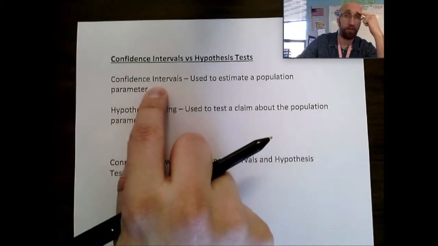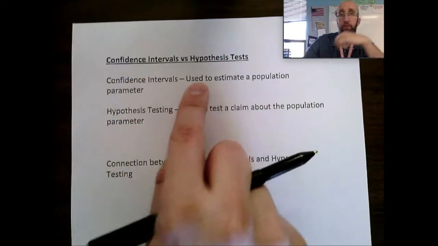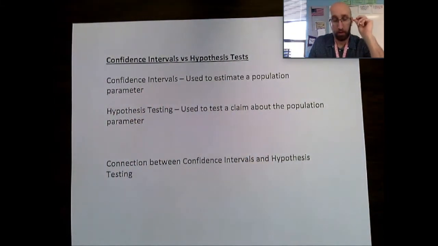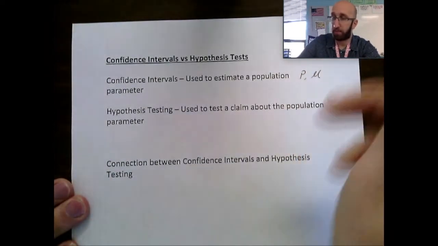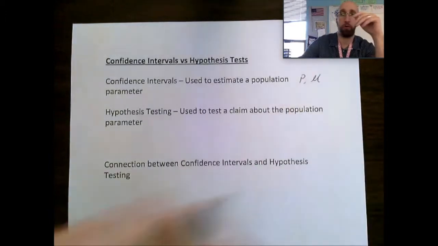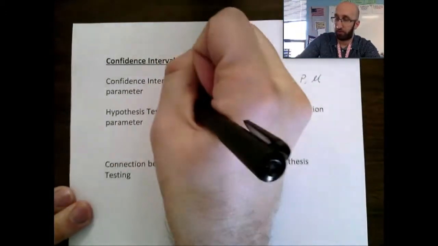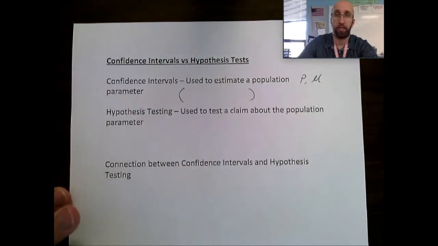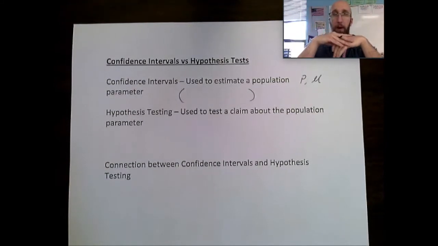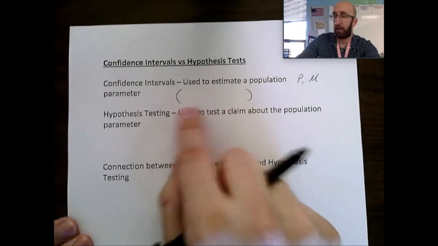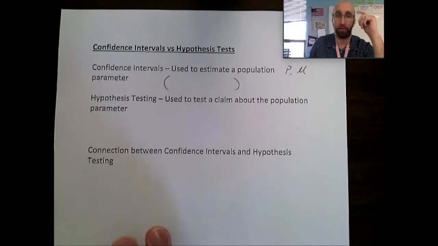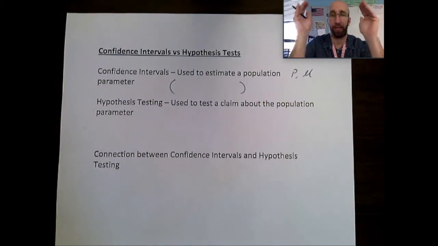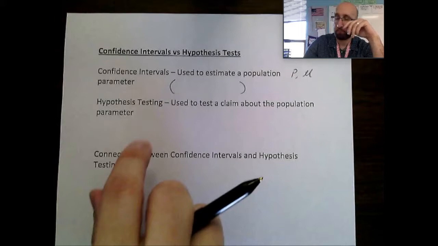When we did confidence intervals, we used them to estimate the population parameter. We provide an interval to say, we are 95% confident that p or mu is inside this interval. So we make some sort of range and say, I believe my population's center, whether that be p or mu, is in this interval. We attach 95% confidence, 90%, whatever. We're trying to estimate and say, I believe it's somewhere in between here.